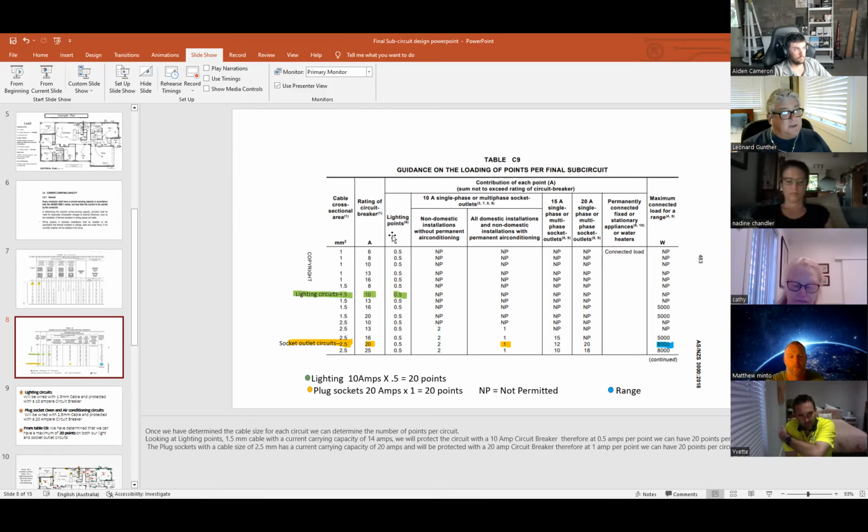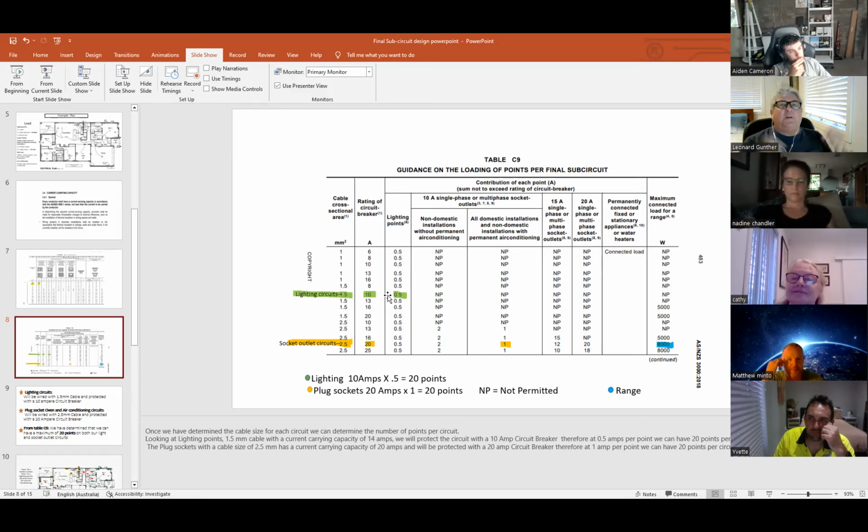And what that's telling us is, for lighting points, you've got to allow half an amp per lighting point. So on that lighting circuit for 10 amps, you can have 20 lighting points on that circuit. Does that make sense? Yep. We've got a dinosaur. Yes, we do. So the preferred number of points is 20 lighting points.